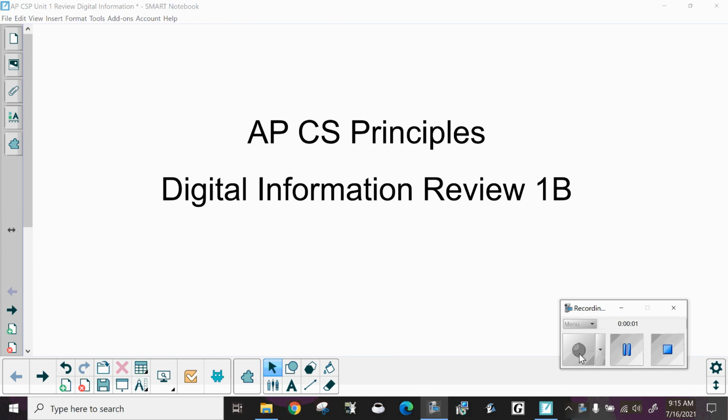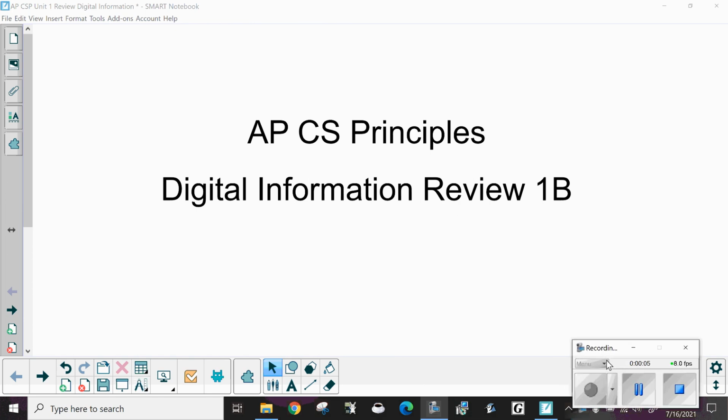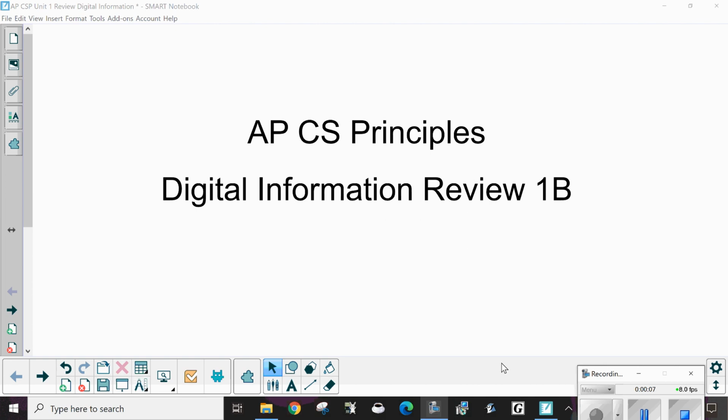Computer Science Principles, Digital Information Review 1B. In the previous one, we went over what is computer science, why would you study it, things like that. Now we're going to look at digital information.